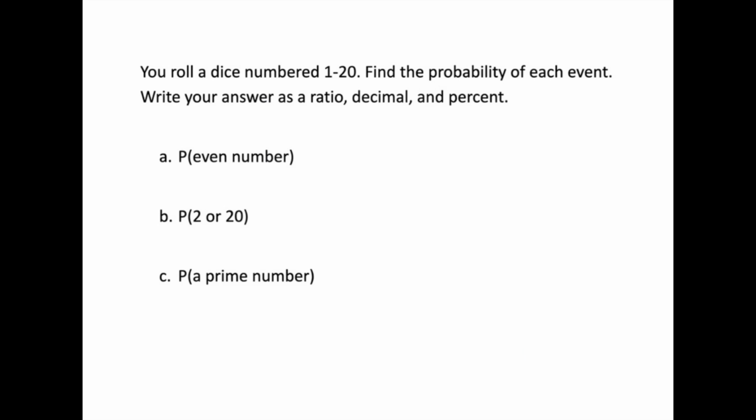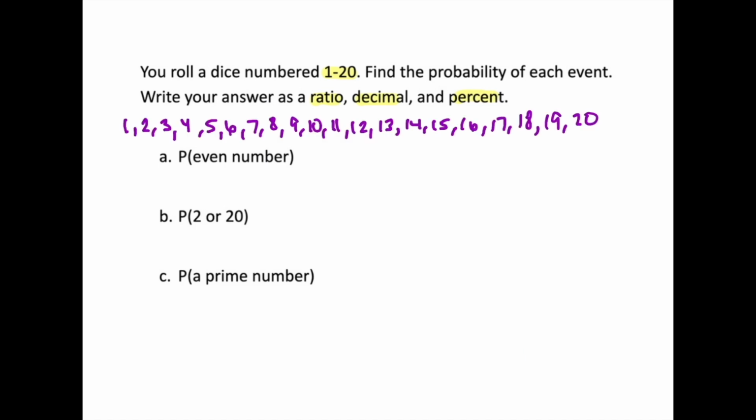The first problem says that you roll a dice that's numbered 1 through 20. Find the probability of each event and write them as a ratio, a decimal, and a percent. The first thing I like to do is list out the sample space. The sample space is all of the possibilities. Listing out the sample space can help us determine the favorable outcomes. Notice that we have this P and then we have something in parentheses. That's read as the probability of an even number.